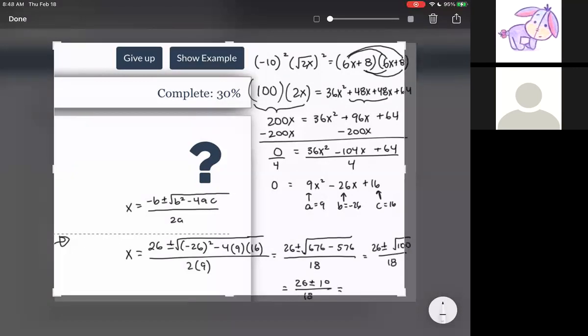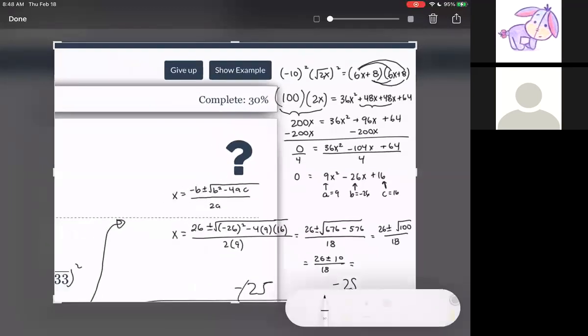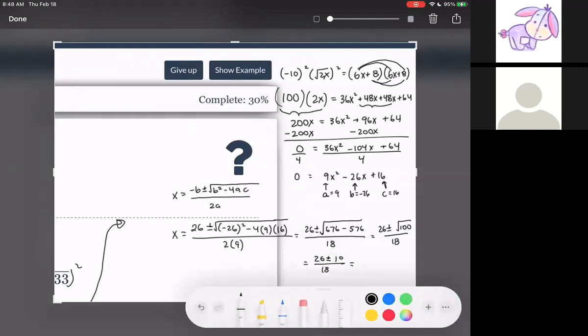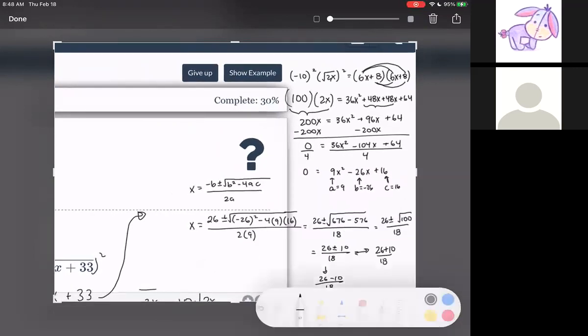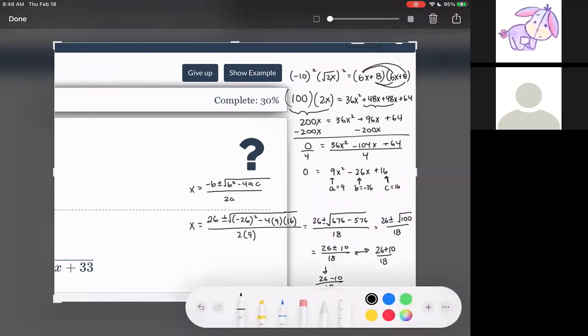So I'm going to zoom out. Oops, that's not how you zoom out. There we go. Zooming out a little bit more. Let's make some more space for us. Okay, so I'm just going to kind of like draw two arrows. So we have the 26 plus 10 over 18, and then we have the 26 minus 10 over 18. Oops. There we go, more space. I know this is a lot. I apologize. It is a long type of problem.